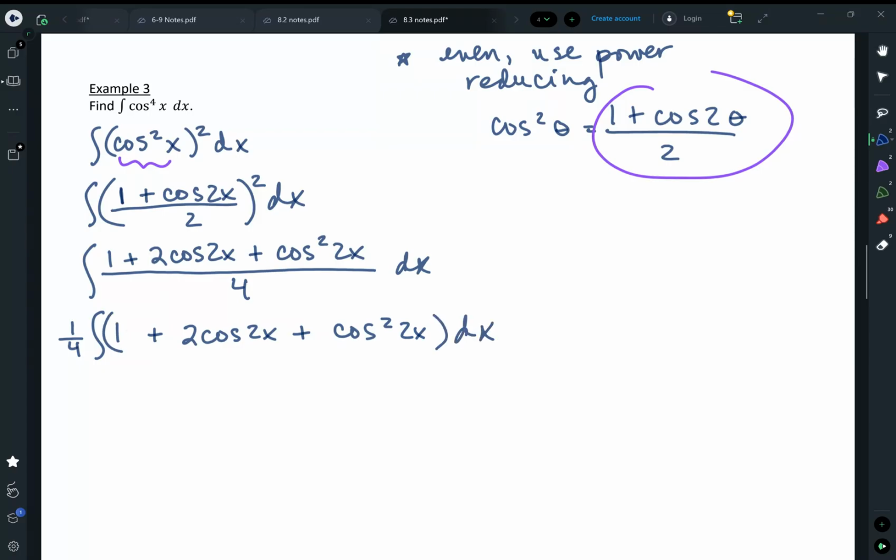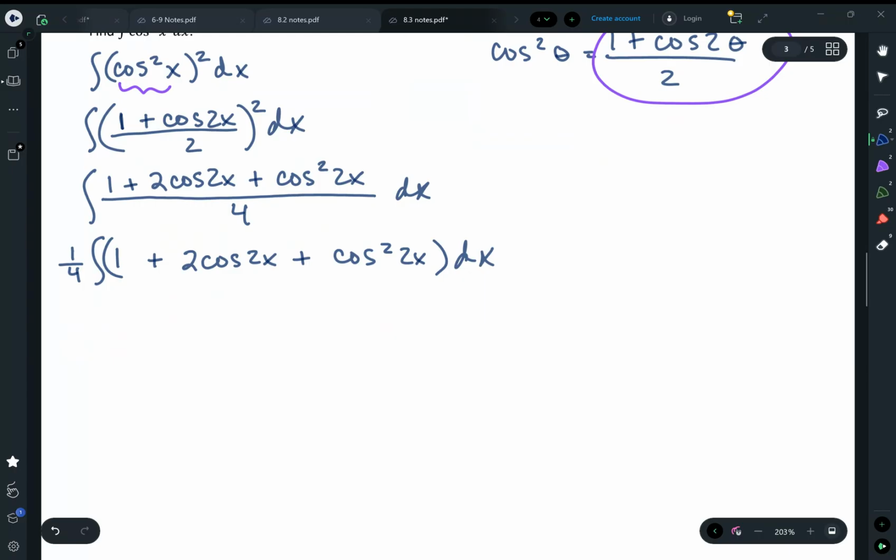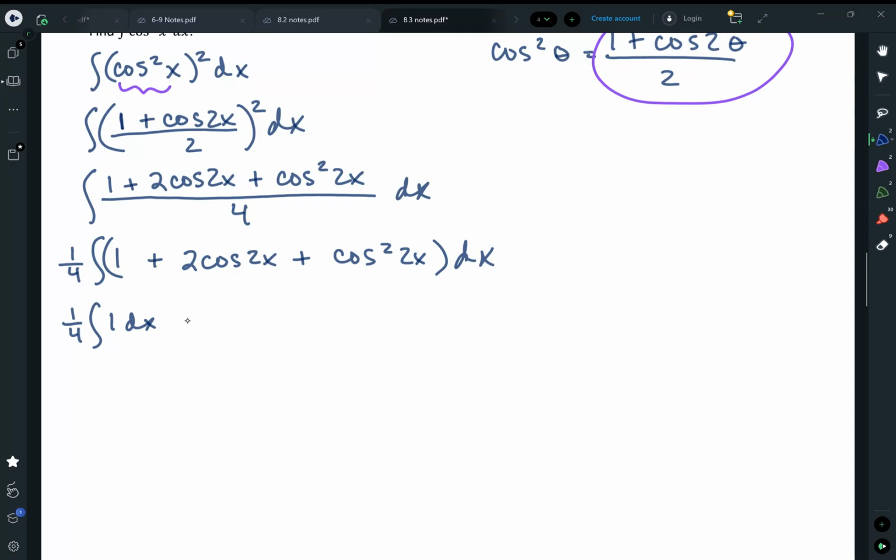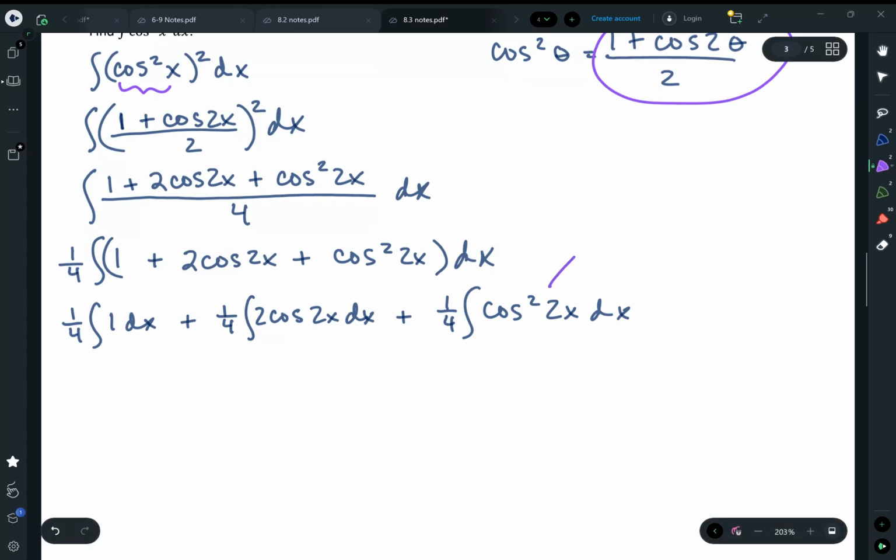So I'm going to break up these integrals, and I'm going to take care of the cosine squared 2x by power reducing again. So let's write down right now I have a 1/4 of just 1 dx, which is just 1/4 integral dx, 1/4 of the integral 2 cosine 2x dx plus 1/4 integral cosine squared 2x dx, and then let's make a little note here, power reduce again.